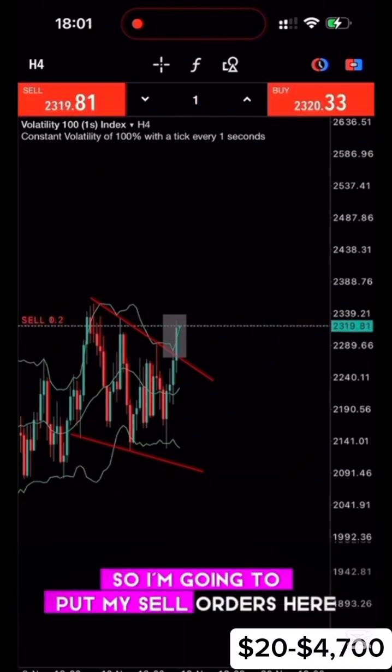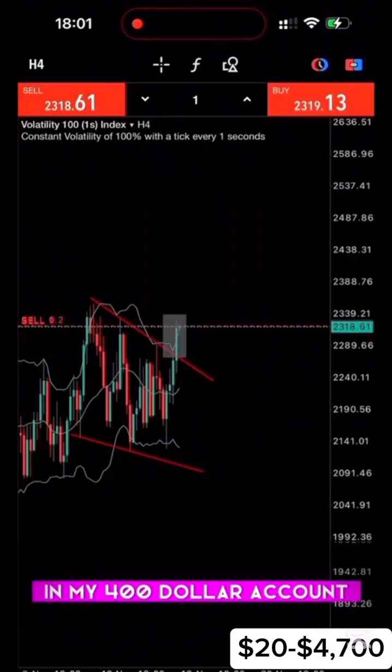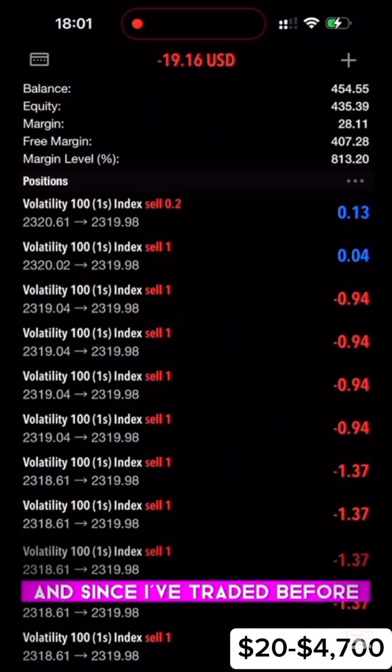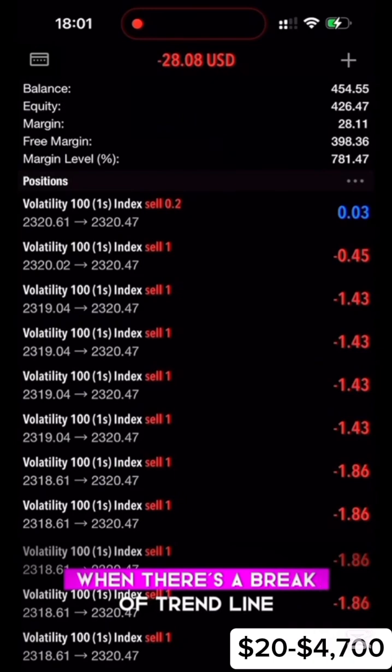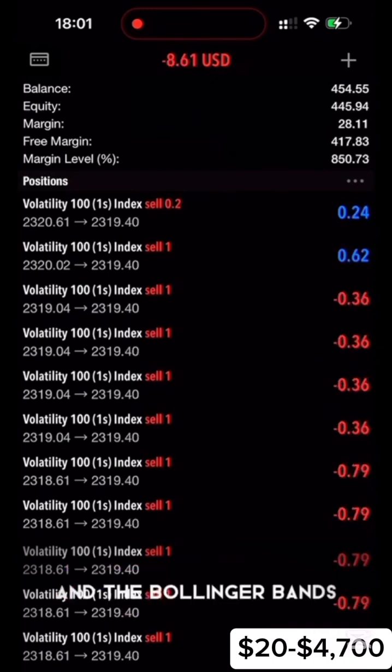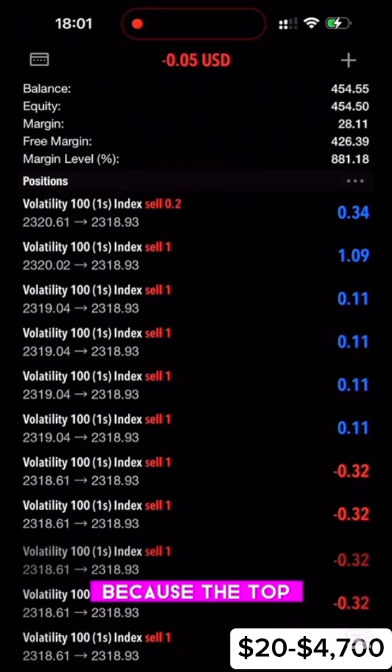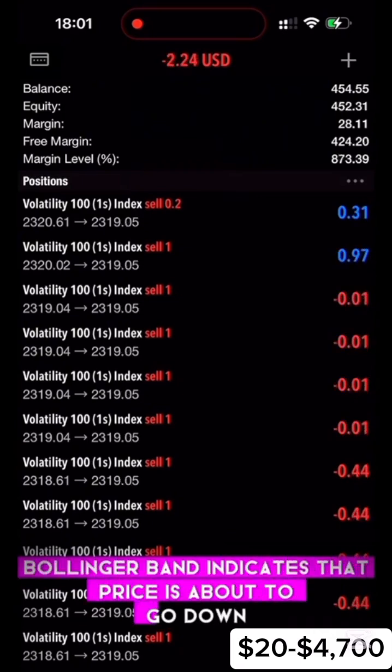So I'm going to put my sell orders here in my $400 account. I'm going to use full margin because I'm sure, and since I've traded before, I know that when there's a break of trend line, there's going to be a pullback, and the Bollinger Band is going to make sure that pullback happens because the top Bollinger Band indicates that price is about to go down.